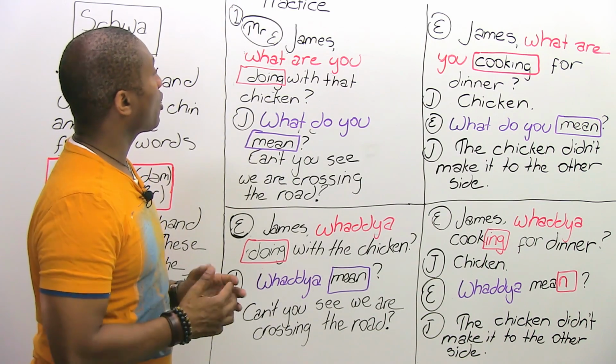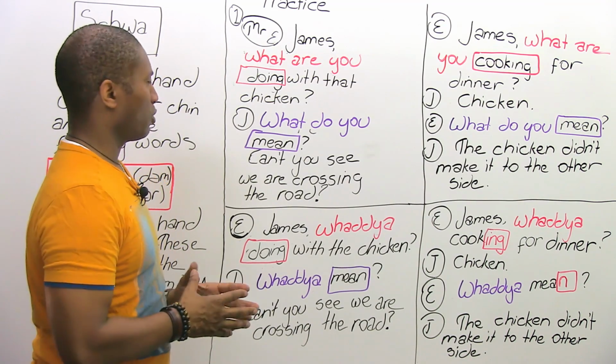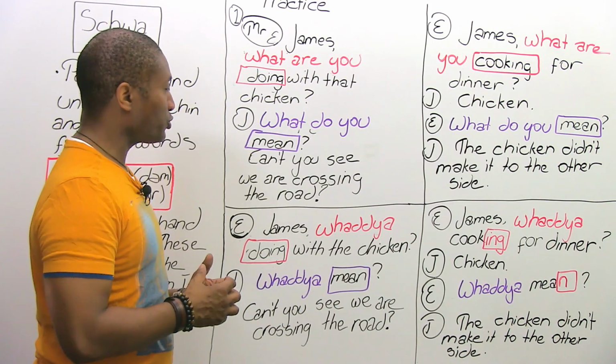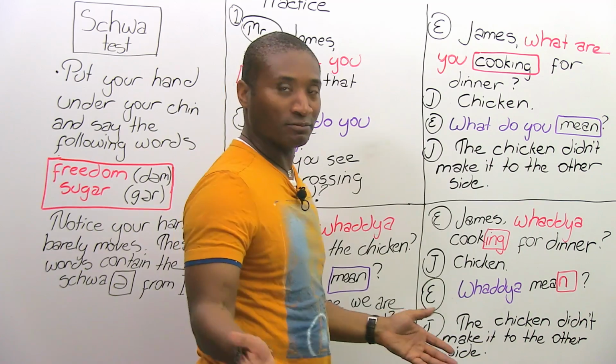James, what are you doing with that chicken? James, what do you mean? Can't you see we are crossing the road? Okay, you got it.